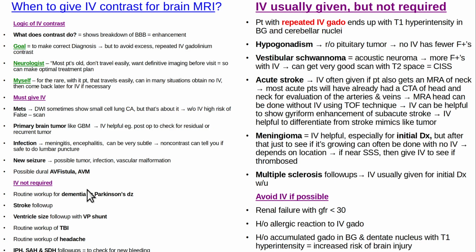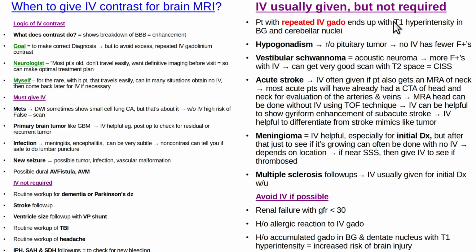Okay, what's next? When do you not need to give IV? Most of the time we don't give IV. If you're doing a routine workup for dementia or Parkinson's disease, a stroke follow-up, just looking at ventricle size on a follow-up ventriculoperitoneal shunt, VP shunt, a routine workup for TBI, traumatic brain injury, or a headache. If you're just following up to check the size of a bleed as it resolves, intraparenchymal hematoma, IPH, SAH, subarachnoid hemorrhage, or SDH, subdural hematoma, you don't need contrast. We'll often just follow up some of that with CT. CT is cheaper and faster.